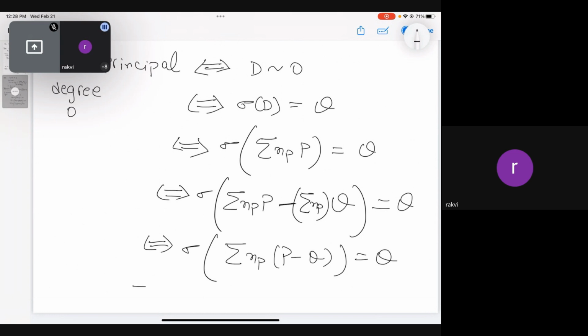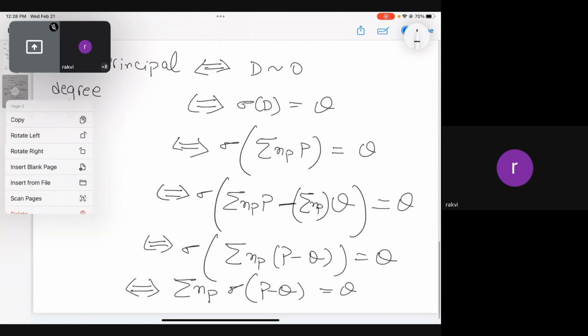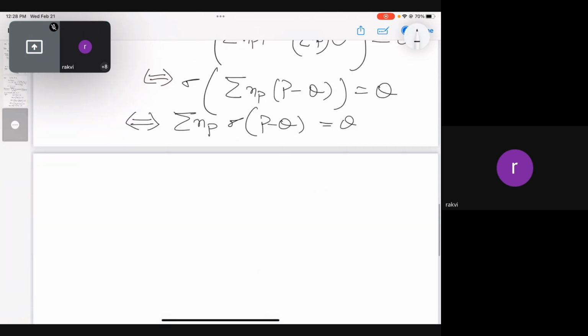Now this sigma behaves nicely with summation on integers. So this is actually sigma n_P times sigma of the divisor P minus O. This turns out to be identity. But now, where does sigma of P minus O go? It's basically just P, right? So this is if and only if sigma n_P P is 0. And now we are back in the elliptic curve. So this is elliptic curve addition.